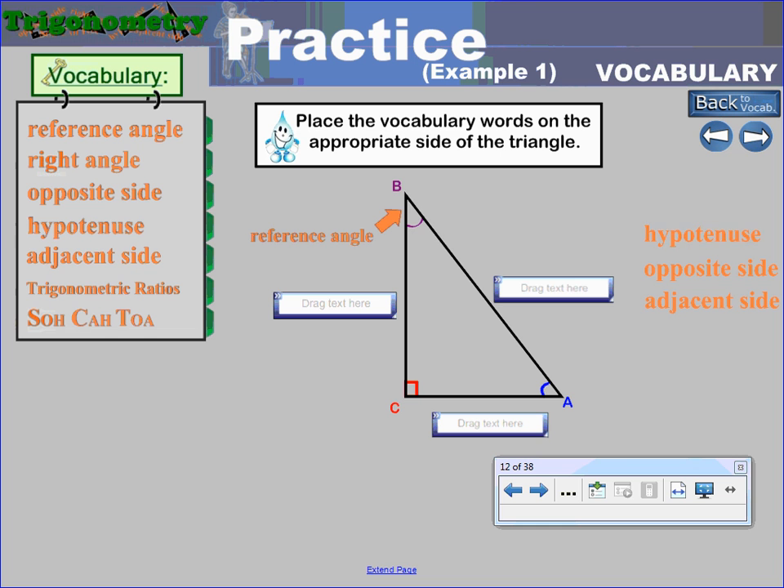Hypotenuse, I know, is always the longest side of the right triangle. I'm going to drag it into the box and watch what happens. It'll turn green and I'll let go. If it's not right, then it'll spit it back out or say try again.